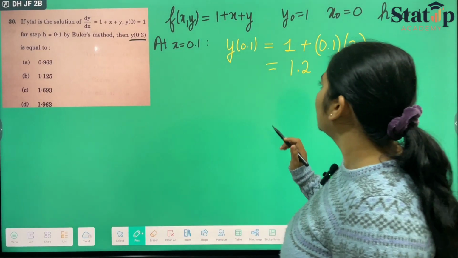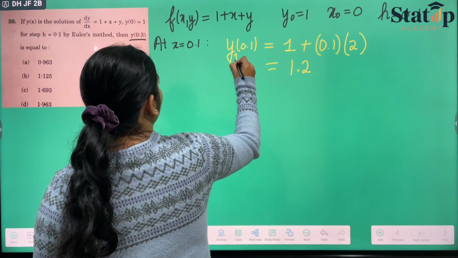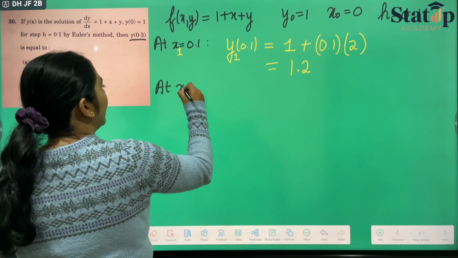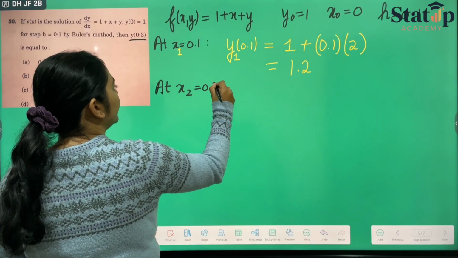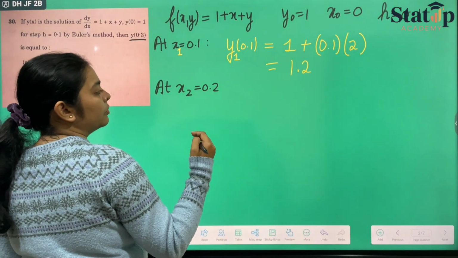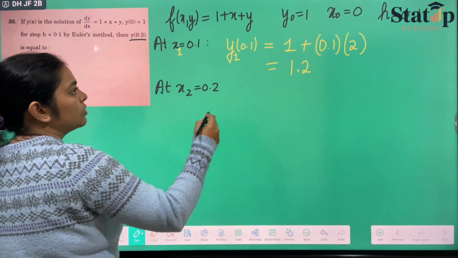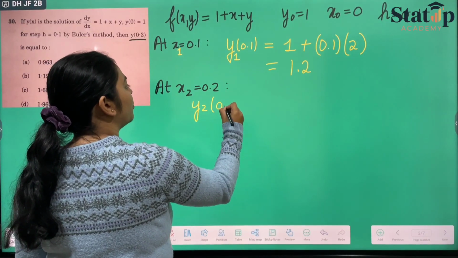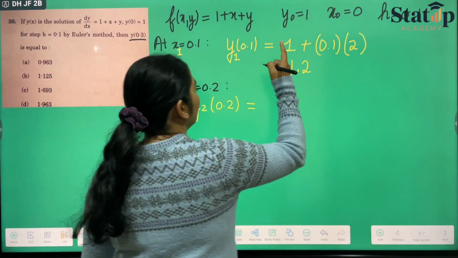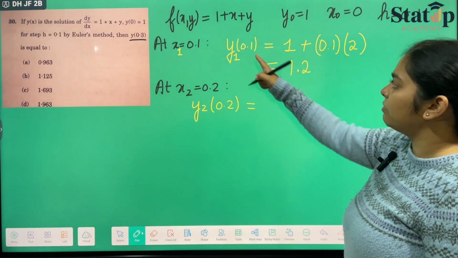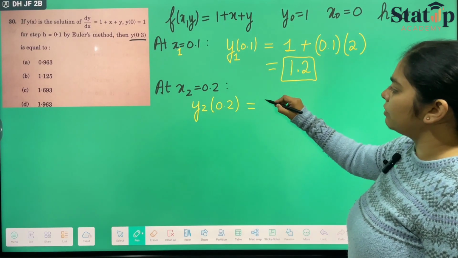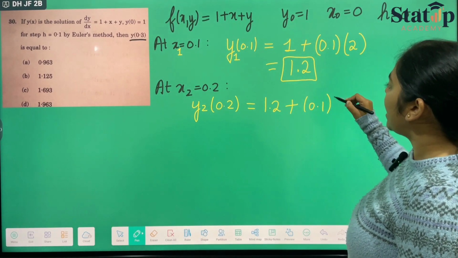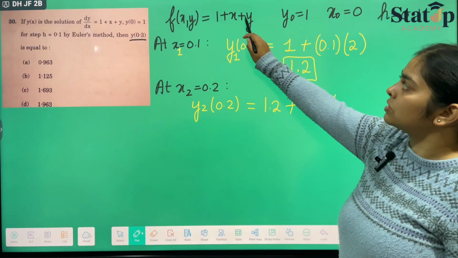This is our y naught. Now this value is for y1 and this value is for x1. Next, we have to find y2 at x2 equals 0.2, because we are moving with a width of 0.1. So y2 at 0.2 should be equal to, now here it will be y1. We have calculated y1 here as 1.2. Then h is nothing but 0.1, and then here we have to put x1 and y1.